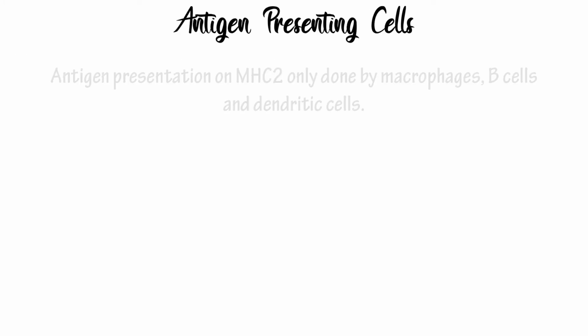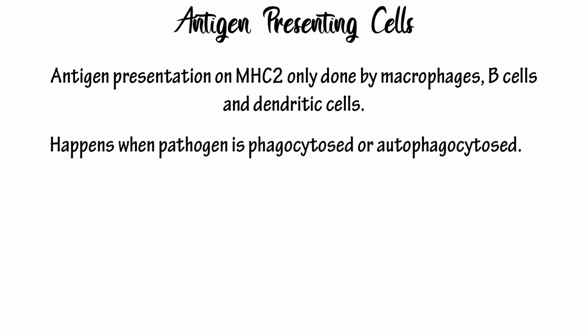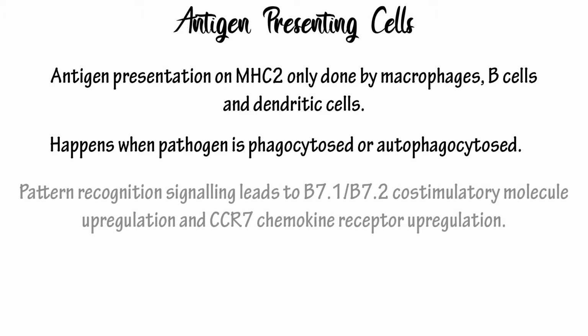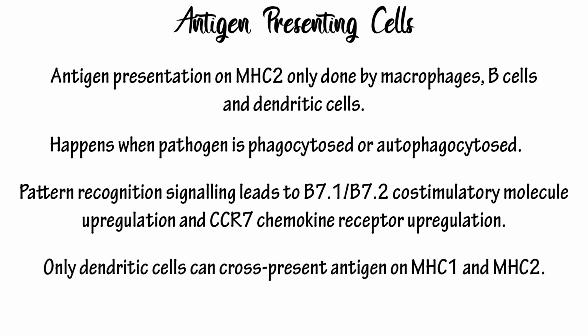So antigen presentation on MHC2 is only done by macrophages, dendritic cells, and B cells, as they're the only cells that express MHC2. This is either due to autophagy or phagocytosis. Recognition of pathogen also leads to upregulation of the B7 co-stimulatory protein and the chemokine receptor CCR7. Dendritic cells are special as they can cross-present pathogenic peptides on both MHC1 and MHC2. So now the cell is ready to go to the lymph node and activate T cells.